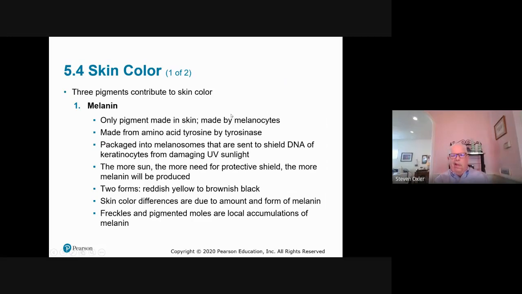They take tyrosine, which is acted upon by tyrosinase, and they make melanin. Why do you have melanin? You have melanin to protect you from damaging ultraviolet light.